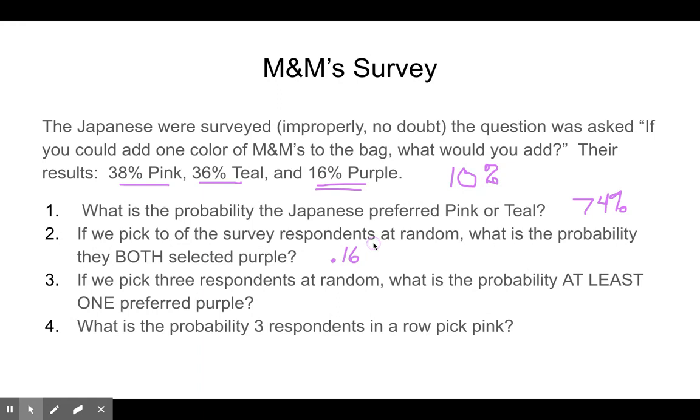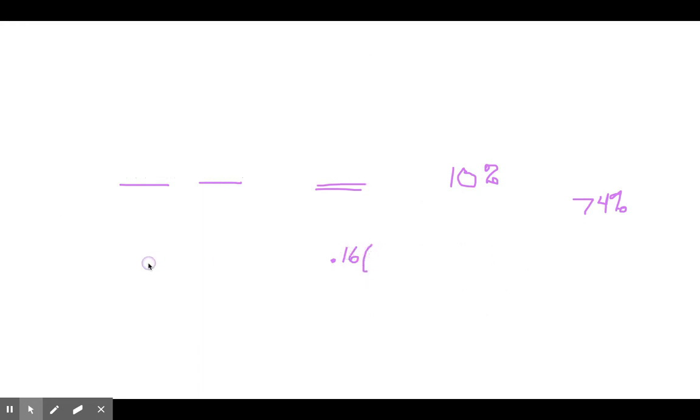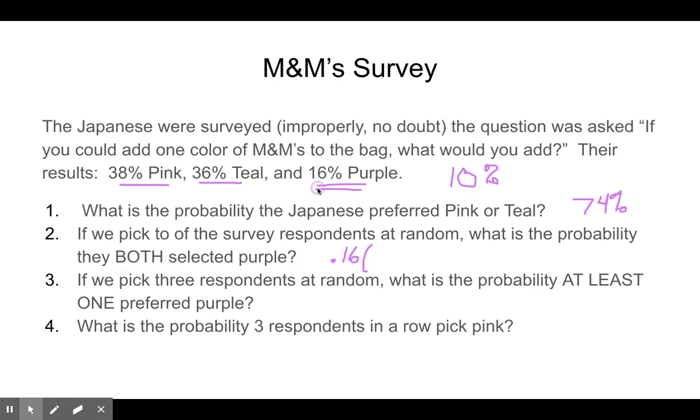It doesn't change. And these are both happening at the same time, so I can multiply, because this is an "and" situation, right? When I say both, I mean this first person and the second person. So this is multiplication, and you have to multiply those together. What do we get? We get 0.0256. So a 16% chance of one person picking purple, but for two people, that becomes a lot less, right? That's all the way down now to 2.6%.